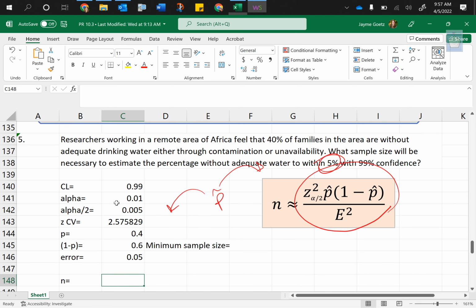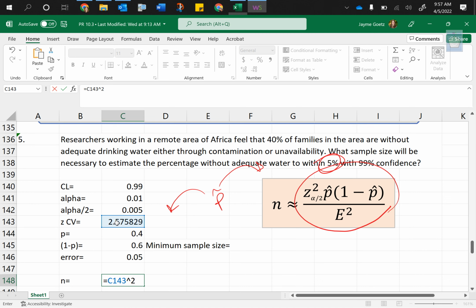Now to find my n value, you need to follow this formula. We're going to take my z value and square it, multiply it by p hat, times 1 minus p hat, divided by my error squared. So here's what we're going to do. We're going to type in equals. Click on your z value, and you're going to go ahead and square it.